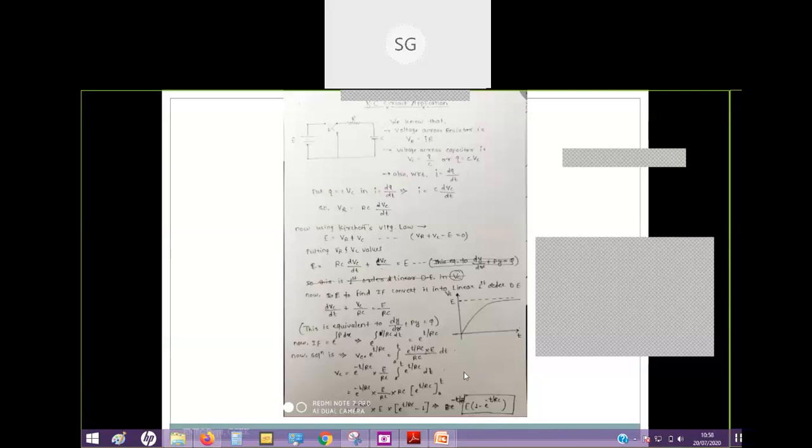And when will the capacitor discharge? When it is not connected to the battery E. So you can try.